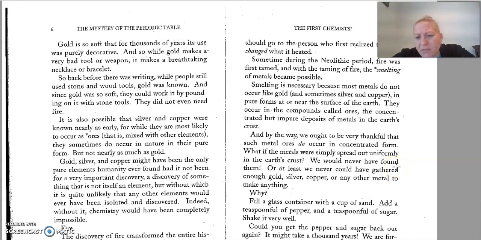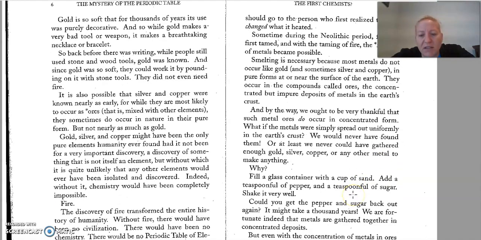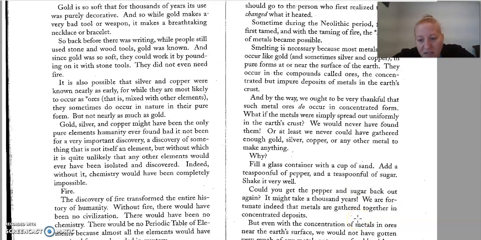What if the metals were simply spread out uniformly in the earth's crust? We never would have found them, or at least we never could have gathered enough gold, silver, copper, or any other metal to make anything. Well, why? Fill a glass container with a cup of sand, add a teaspoon of pepper and a teaspoon of sugar. Shake it very well. Can you get the pepper and sugar back out again? It may take 1,000 years.